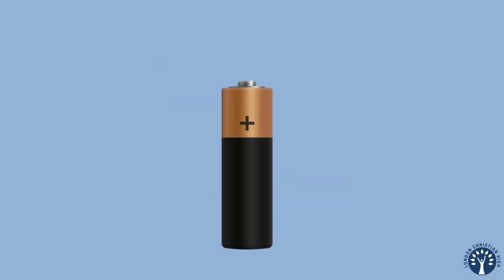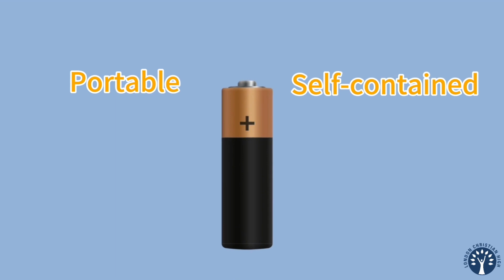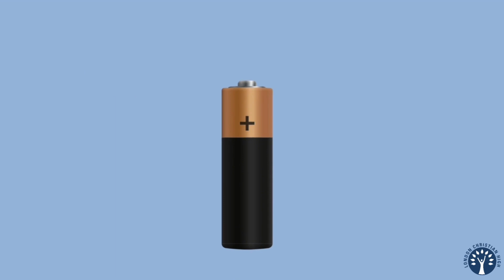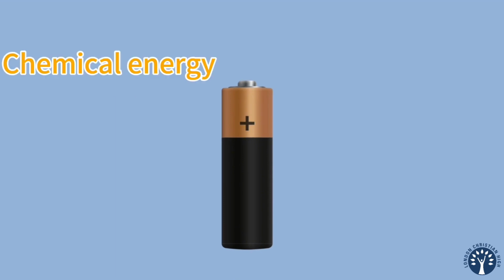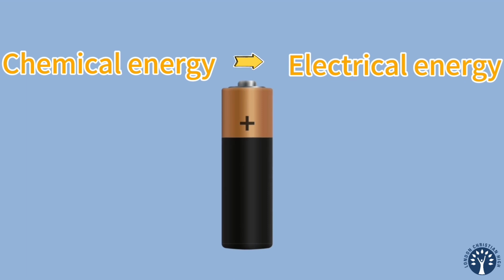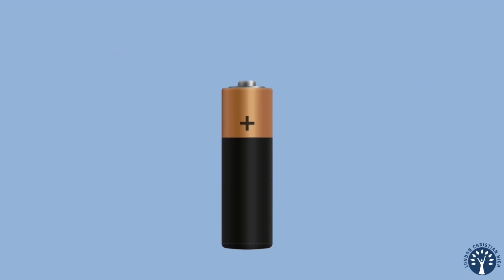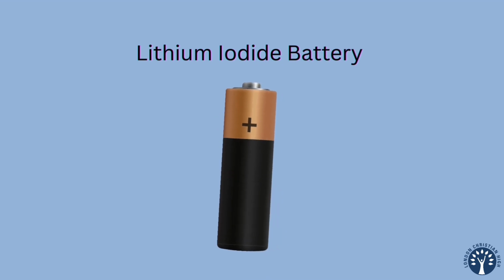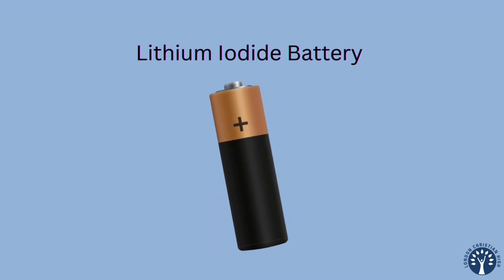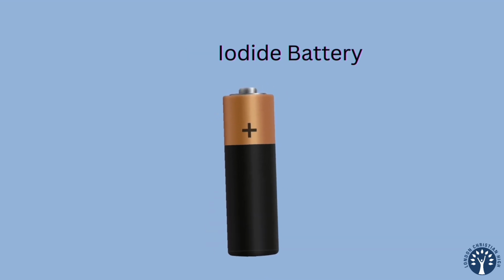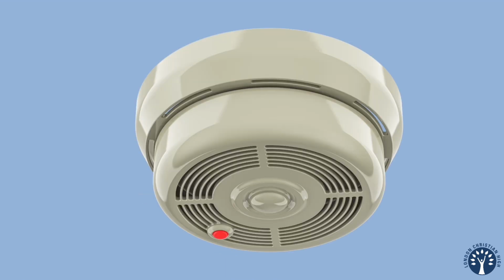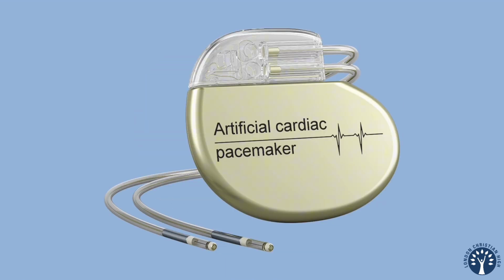The main application of galvanic cells is batteries. Galvanic cells are ideal for batteries because they are self-contained and portable. A battery is composed of one or more galvanic cells with reactants able to convert chemical to electrical energy via the oxidation-reduction reaction. There are different types of galvanic cell batteries. A common type is the lithium iodide battery, which can last up to 10 years. This type of battery is commonly used in computers, smoke alarms, and pacemakers, which are medical implants used to give electrical signals to correct irregularities in the heart.